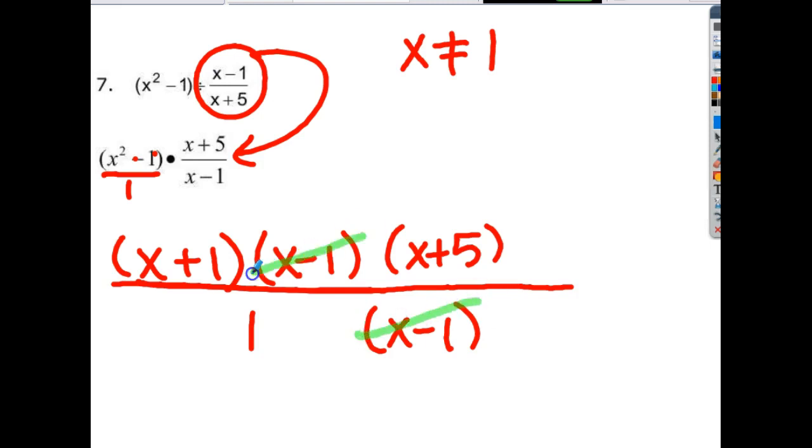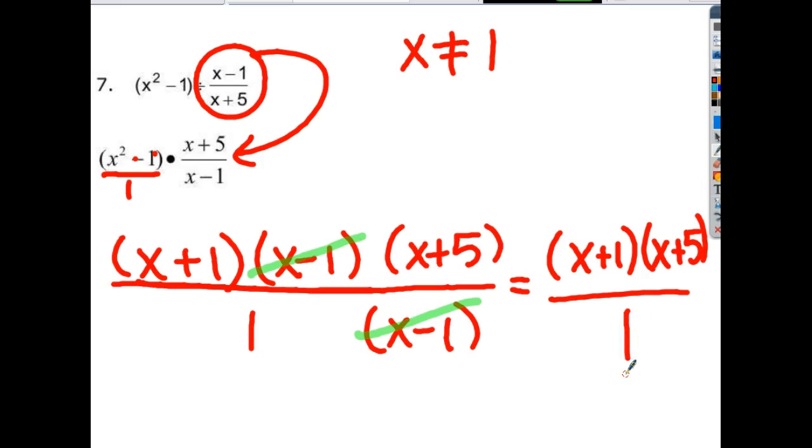And so this cancels that. So what do we have left? We have x plus 1, x plus 5, and a 1 in the denominator. Now, 1 in the denominator means you're dividing by 1. If you divide by 1, do you change the value of something? Does it make it more or less, or does it stay the same if you divide by 1? The answer is it stays the same, and so you would not need to have that divide by 1.